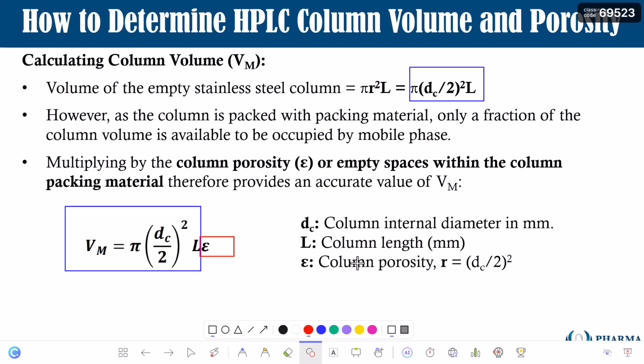L is column length in mm. Epsilon is column porosity, and R stands for DC by 2. Okay, please forget about this 2 of a square. This is a typo error. I hope you understand this.